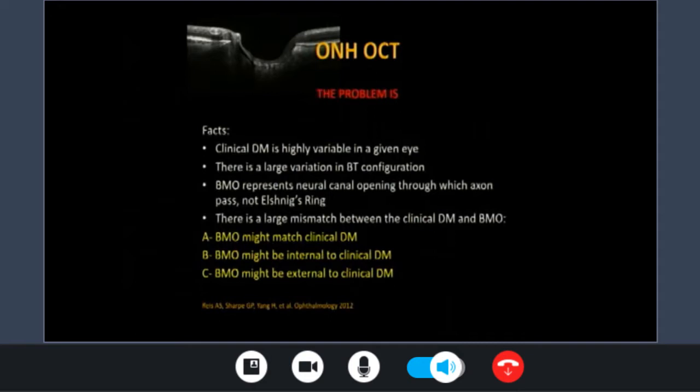And there is a large mismatch between the clinical disc margin and the Bruch's membrane opening. So sometimes Bruch's membrane opening might match the clinical disc margin, so we are safe. Sometimes Bruch's membrane opening might be internal to the clinical disc margin. We are safe, or we are not safe? Not safe. Sometimes it might be external to the clinical disc margin. It means external, you are looking at the optic nerve like this, and it's external, outside. Inside, it will go internal.